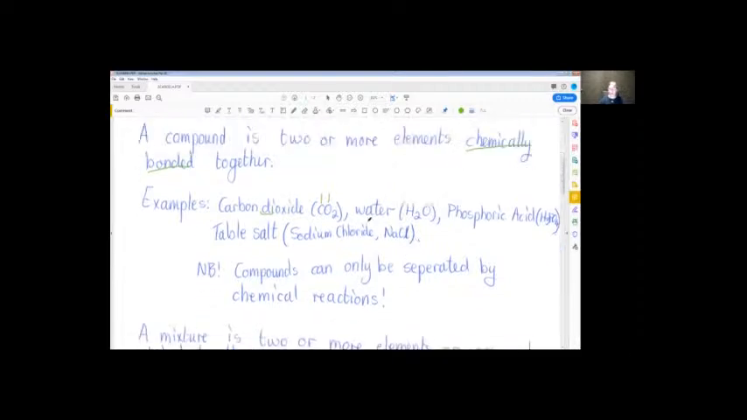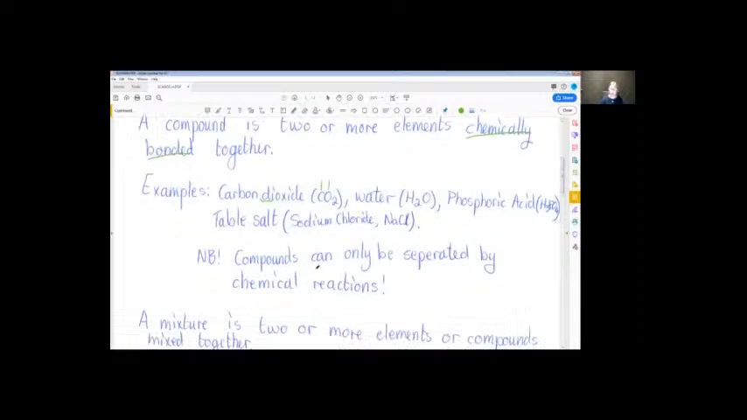So here's the important bit about compounds. Compounds can only be separated by chemical reactions. They can't be separated out by any physical means. We don't have a knife sharp enough to go slice atoms apart or molecules apart or things like that.